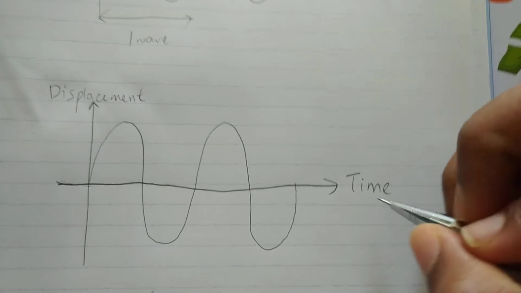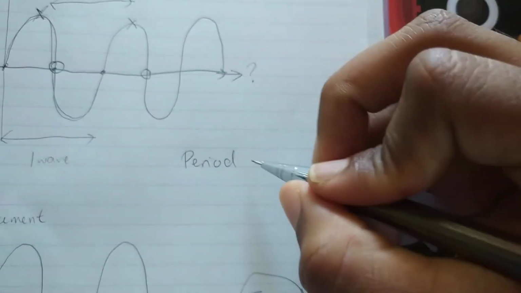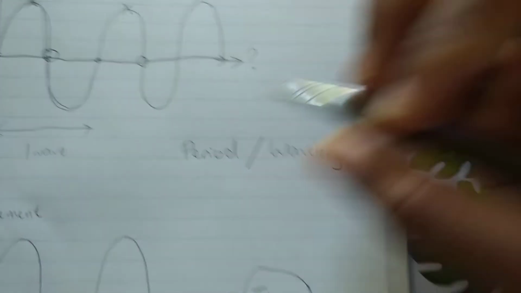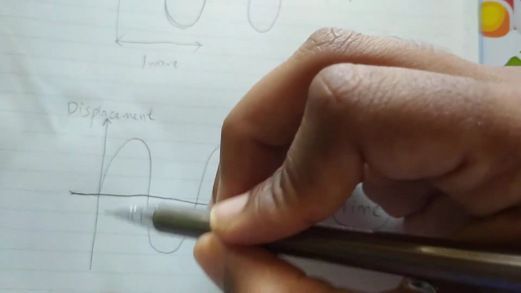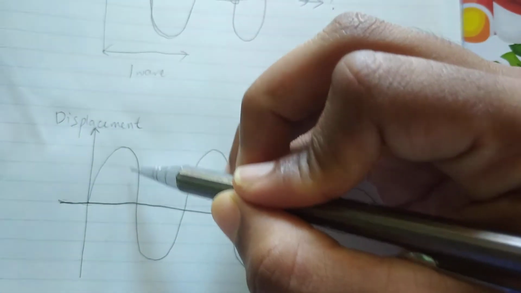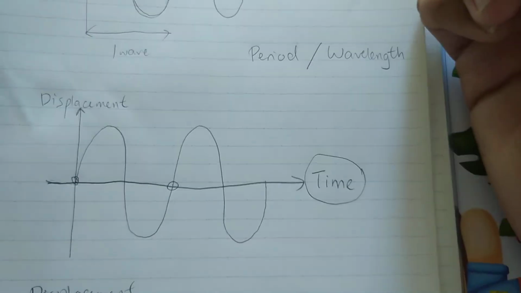So why is it different? When you have this graph where it is about time, which one is about time? Is it period or wavelength? Period is how many seconds it takes to finish one cycle. So if I see this graph, one wave, one cycle. If I start from here, I go up, I come down, I come back to my starting point. This is one cycle, correct?